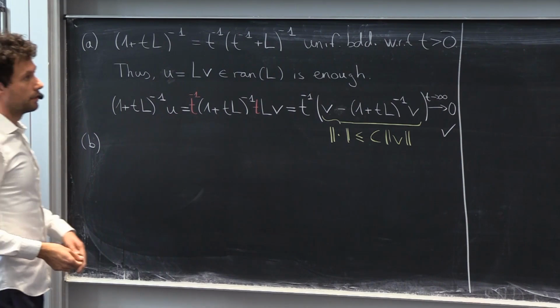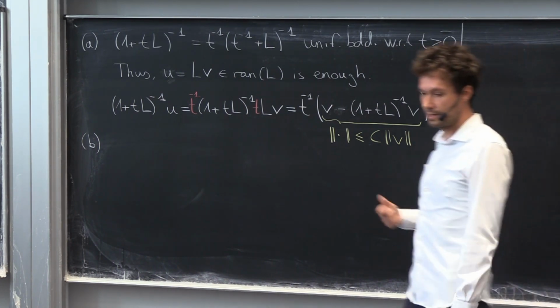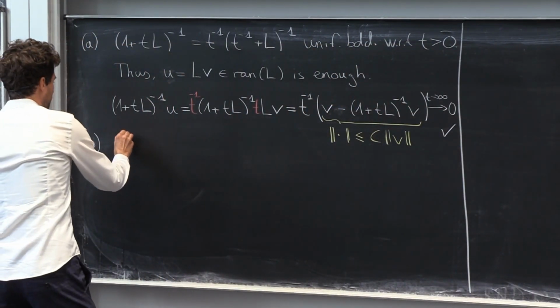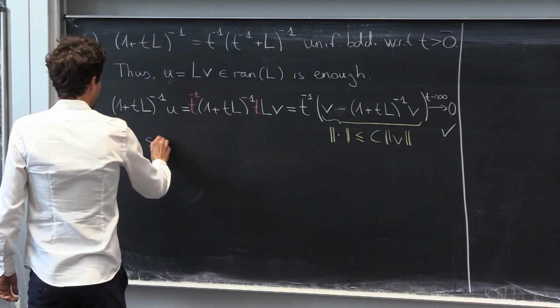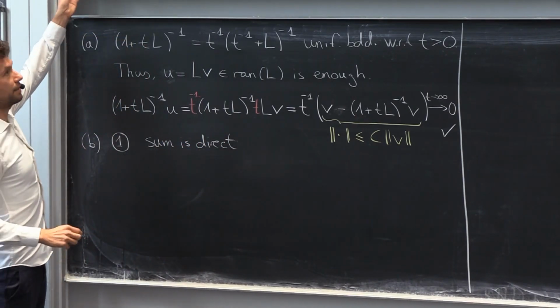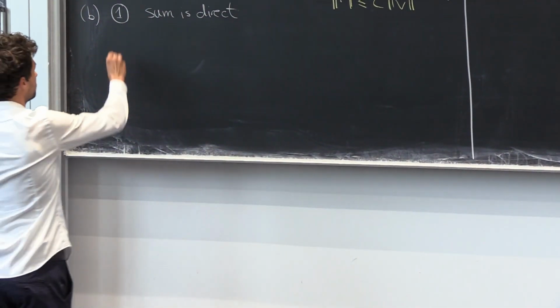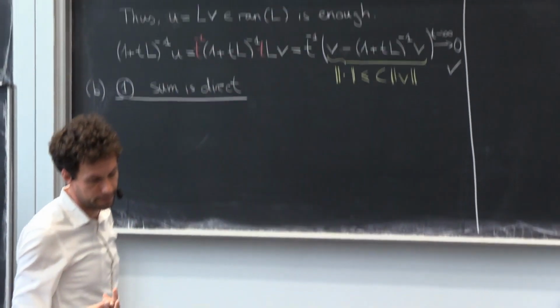So now let me check B. B says that the kernel and the range form a topological decomposition that forms the full Hilbert space H. It will turn out that this is kind of the hardest task that we have to do together. So let's go step by step. In the first step, I'm trying to convince you that at least the sum of these two spaces is a direct one. Okay? In other words, the intersection of the two guys, kernel and range, should be trivial.